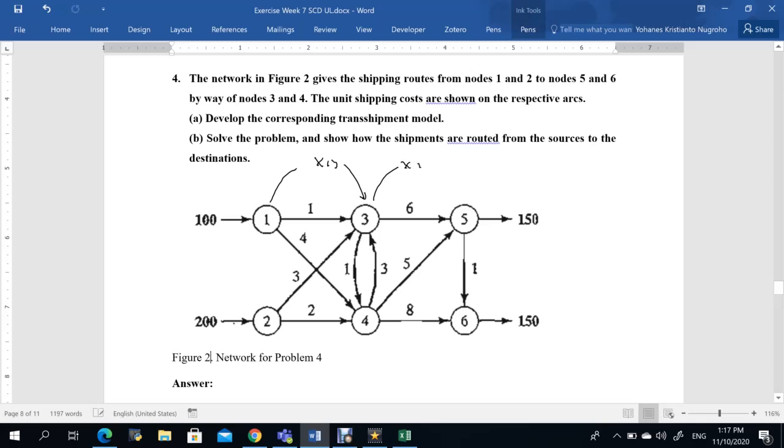Here is x35, right? Here is x23, x14, x34, and x43. Here x45, x46, x24, and x56. But x65 does not exist in this network structure.